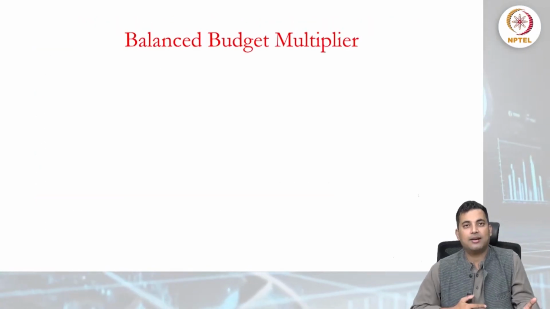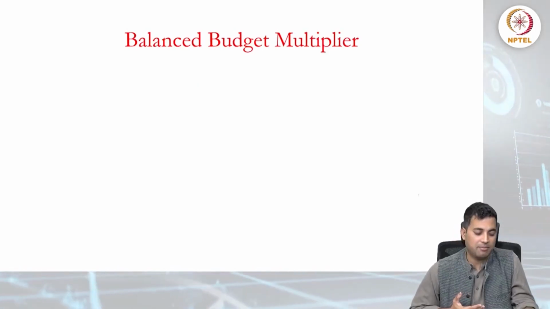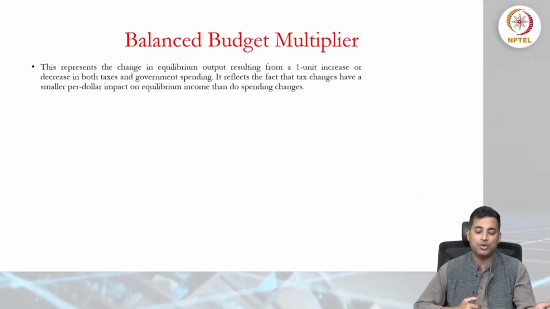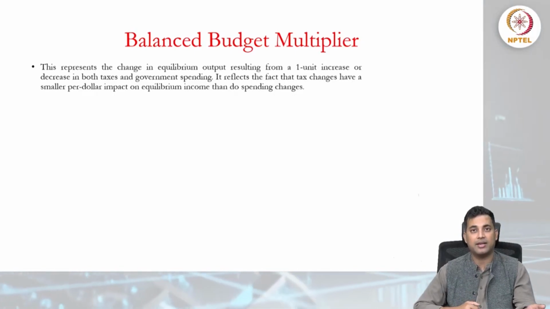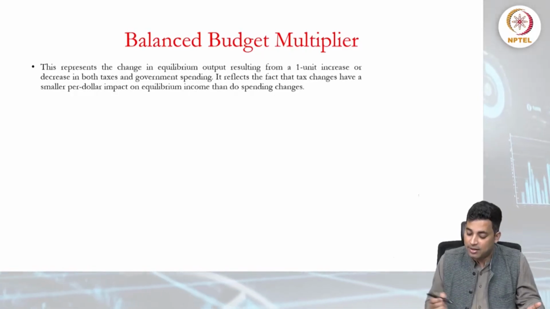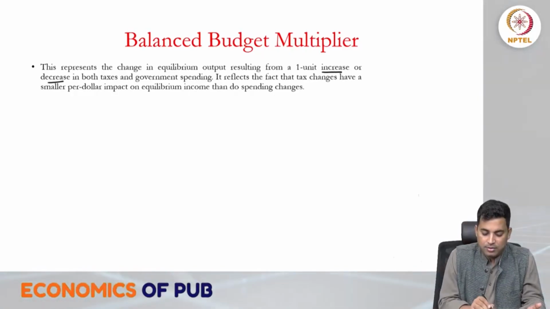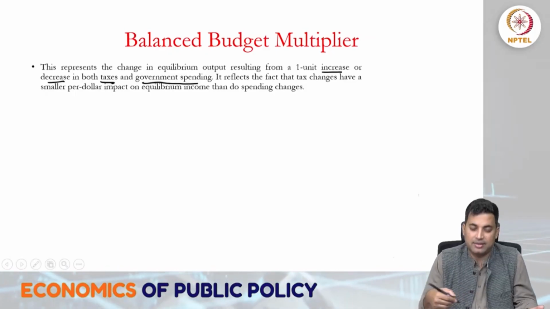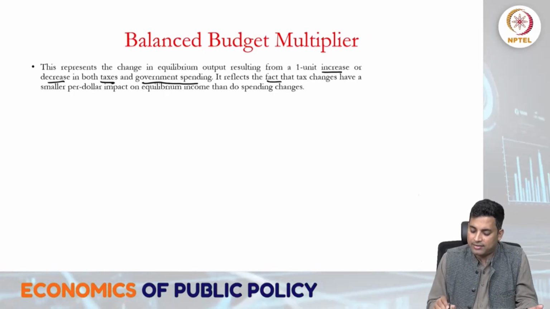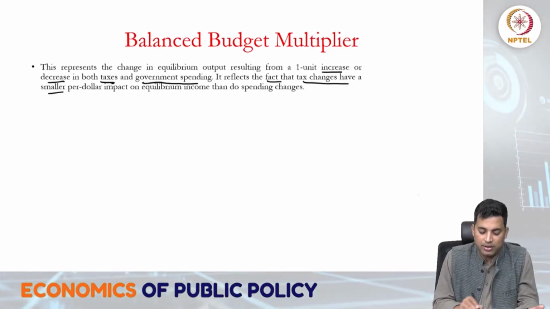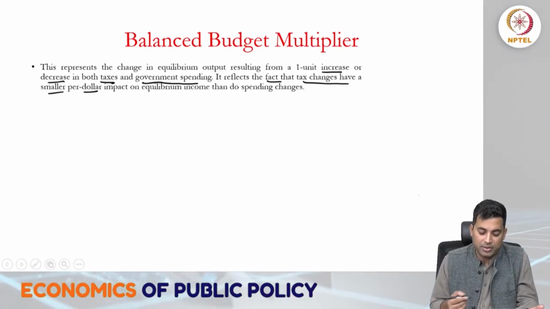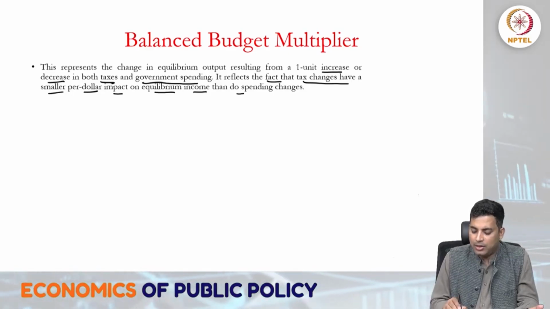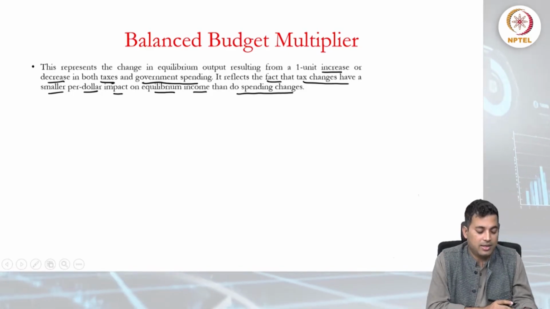Moving forward, let's understand what the balanced budget multiplier is. The balanced budget multiplier shows the change in equilibrium output resulting from a one unit increase or decrease in both taxes and government spending simultaneously. It reflects the fact that tax changes have a smaller per rupee impact on equilibrium income than spending changes do.